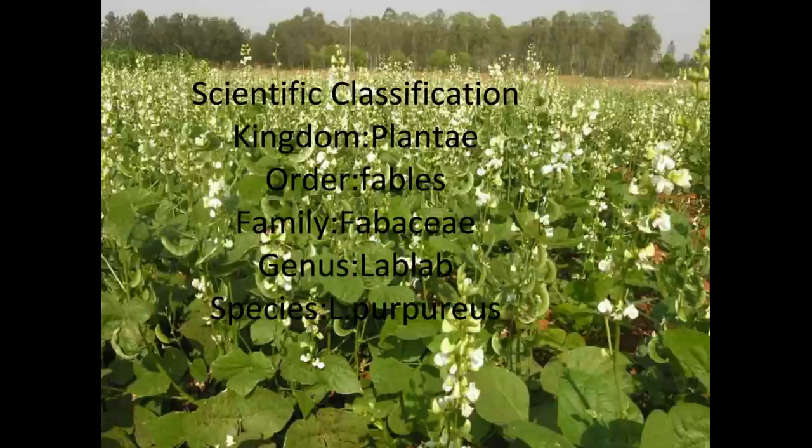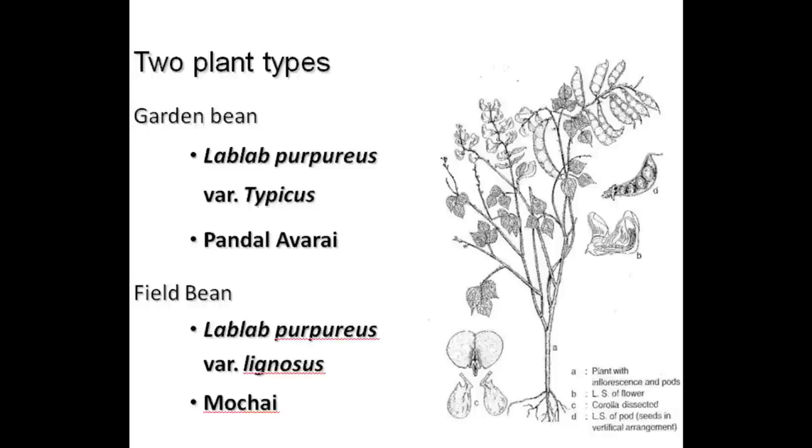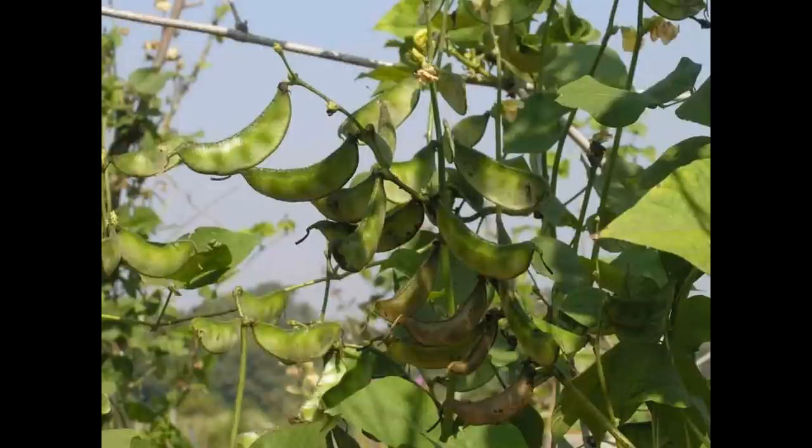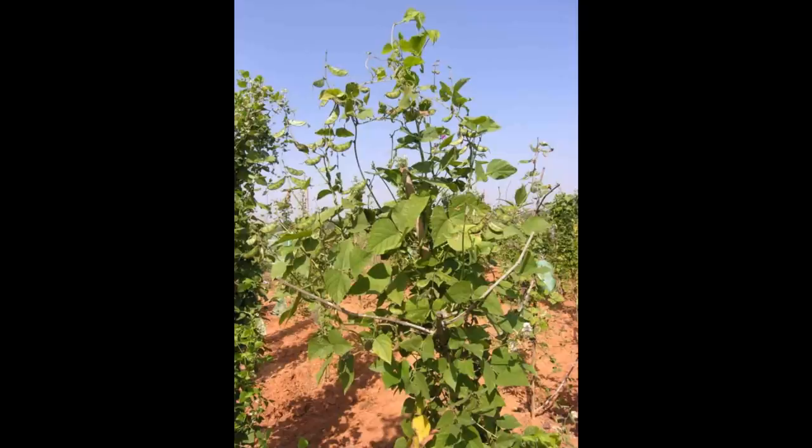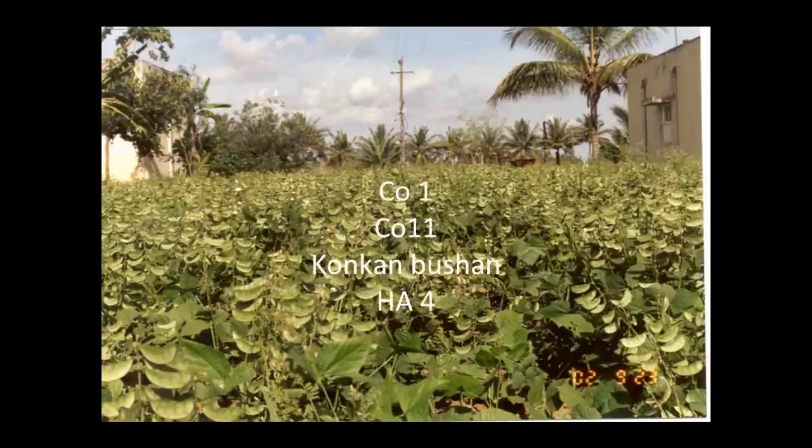The scientific classification of Avarai is Kingdom Plantae, Order Fabales, Family Fabaceae, Genus Lablab, Species Lablab purpureus. Types of Avarai: Garden Bean and Field Bean. Garden Bean is Pandal Avarai, and Field Bean is Mochai. Wild types of Avarai: Avarai origin is India, but some of them say it came from Africa. Varieties of Avarai: Co-1, Co-11, Kongan Bushan, HA4.